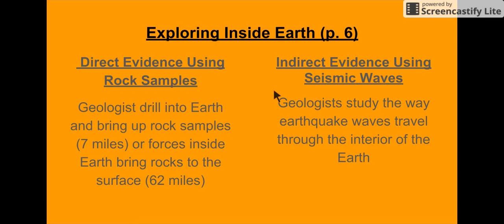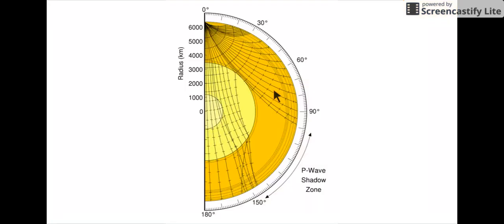And geologists will use seismic waves and study the way that they travel through the inside of the Earth. And I'm going to show you a diagram of this. So if you look at this diagram, you will see that this is seismic waves, and they're just represented by a line. So it turns out when there's an earthquake, it actually releases energy, and that energy travels through the Earth in the form of waves. So each one of these lines represents a seismic wave.